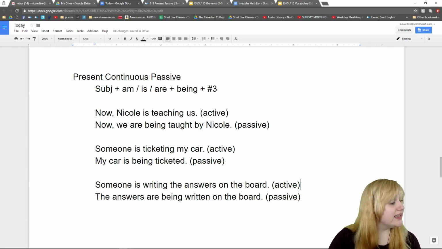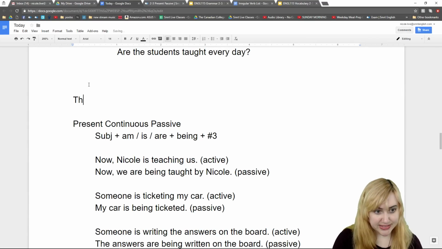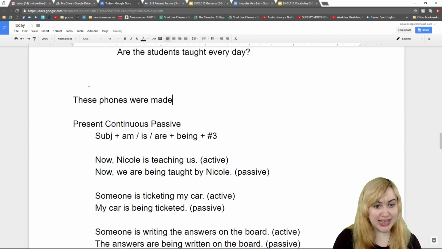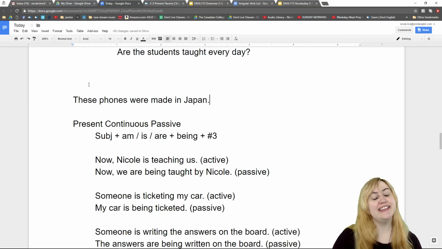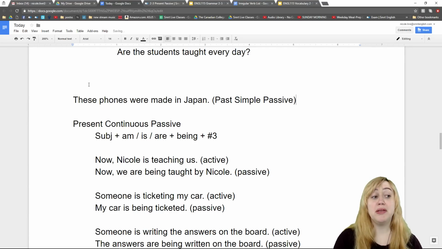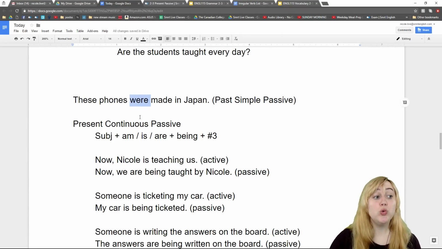So Khalid asked, these phones were made in Japan. I'm going to write that sentence here. These phones were made in Japan. That's a perfect example of passive, but it's not present passive. This is past passive. So I'm going to write that here. This is past simple passive. But good job. It's absolutely perfect grammar. But this be verb, were is a past be verb. So that's how we make past simple passive.